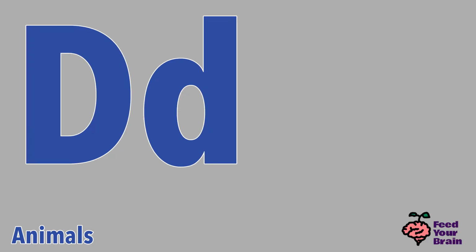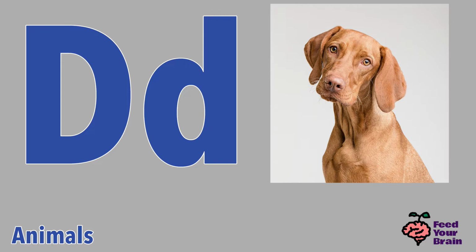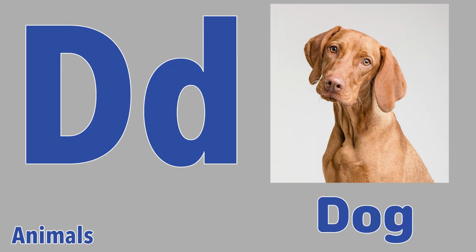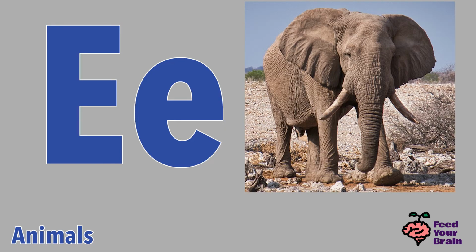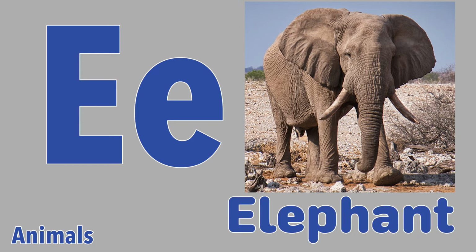This is the letter D. What animal is this? This is a dog. Dog begins with the letter D. This is the letter E. This animal begins with the letter E. Can you guess what this animal is? Yes, that's right, this is an elephant. Very good. E is for elephant.